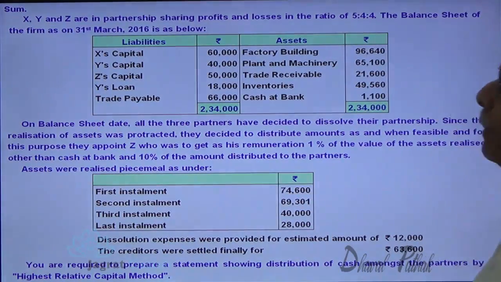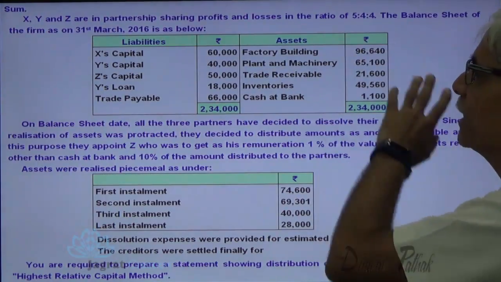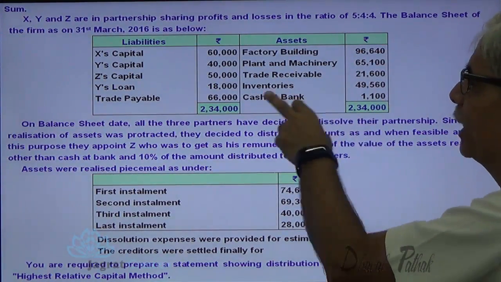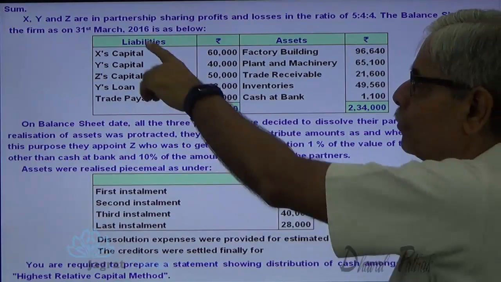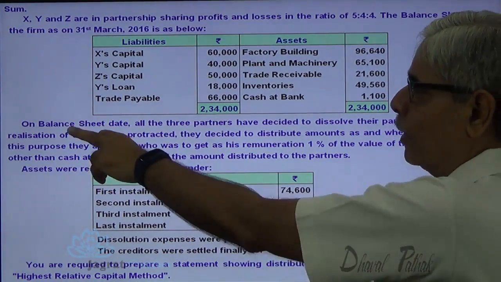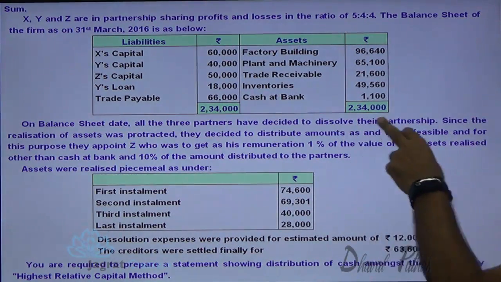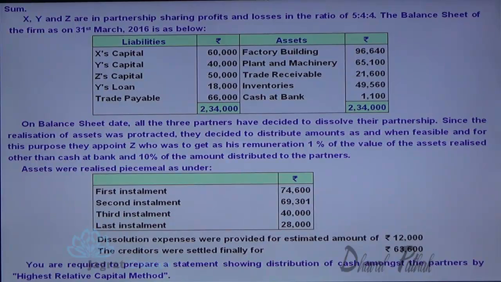X, Y, Z are in partnership sharing profits and losses in the ratio of 5:4:4. The balance sheet of the firm as on 31st of March 2016 is as under. On the asset side: factory building, plant and machinery, trade receivables, inventory, cash at bank; X capital, Y capital, Z capital, Y's loan, trade payables. On the balance sheet date, all the three partners have decided to dissolve the partnership.